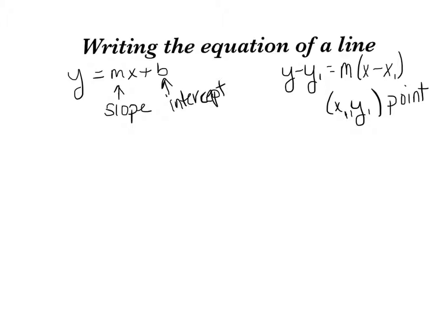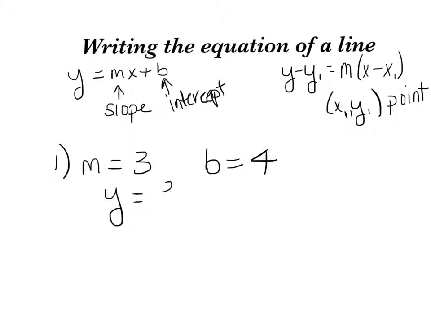Now, the most simple, most basic version that we would have would be if we were given the slope and the y-intercept, because then we can simply plug it into y equals mx plus b form, slope-intercept form, y equals 3x plus 4.